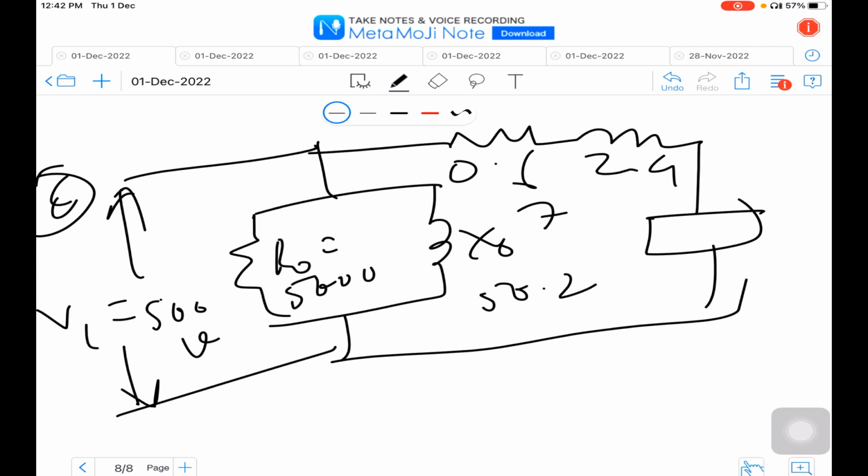So Z1E also can be written. So these are your equivalent circuit parameters. Hope you understood how to solve the problem of OC SC test. Thank you.